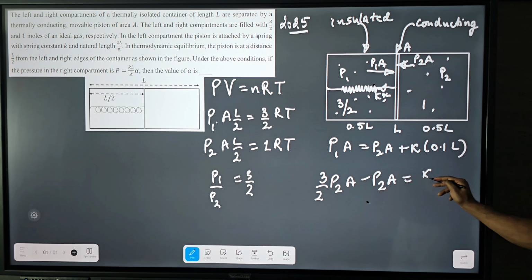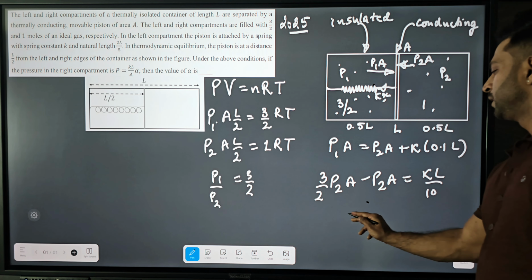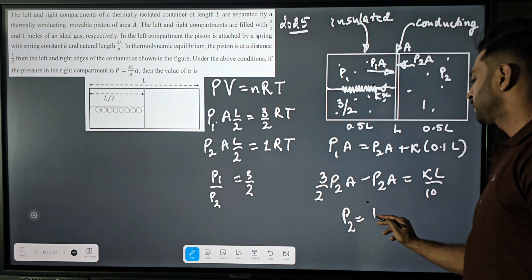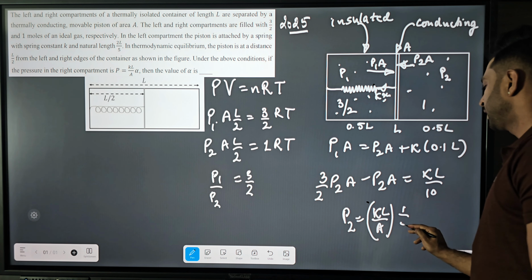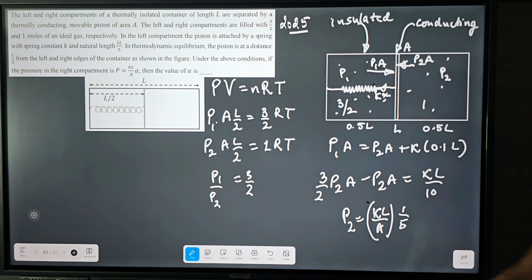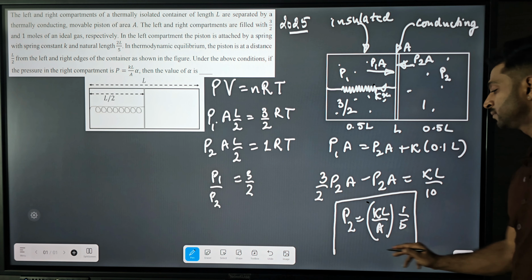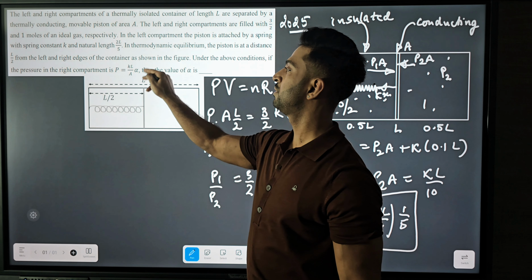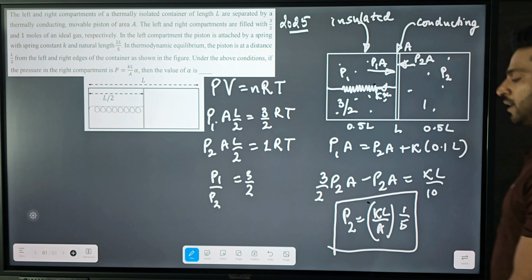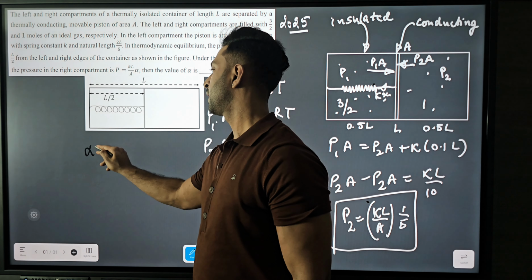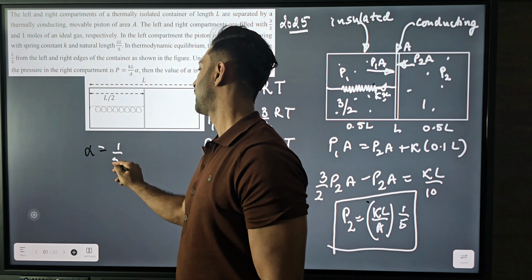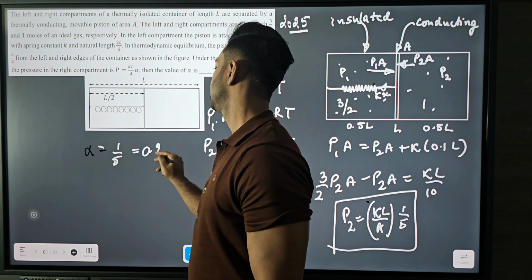This becomes, and the moment you solve it, you get P2 as KL/A times 1/5. Solve this equation. That's it. You are required to find the value of alpha. The coefficient is KL by A. So KL by A times alpha. The answer to the question, alpha is simply 1 by 5 or 0.2.